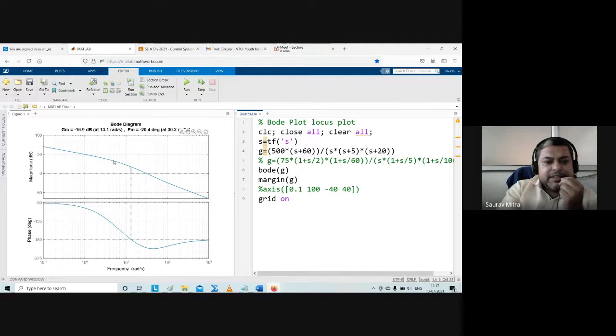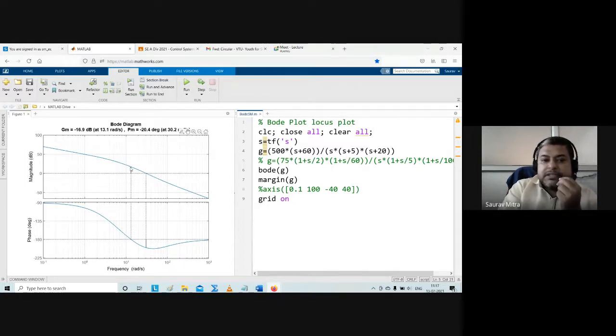And then it is changing its slope. So this is becoming minus 40, then again it is becoming minus 60, and again it is becoming minus 40. So initially the slope is minus 20 dB per decade from 0.1 up to 5, then 5 to 20. So this is 1, 2, 3, 4, 5. So I'm somewhere here. So 5 to 20, somewhere here. The slope is minus 40 dB per decade.